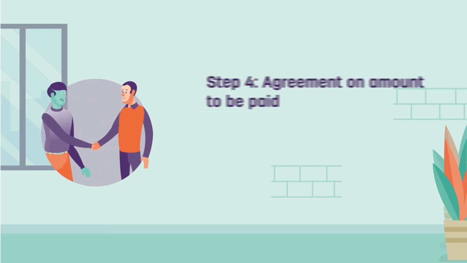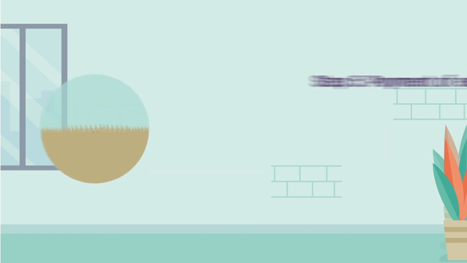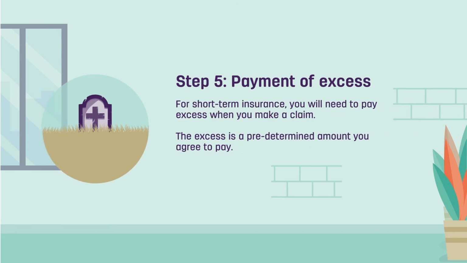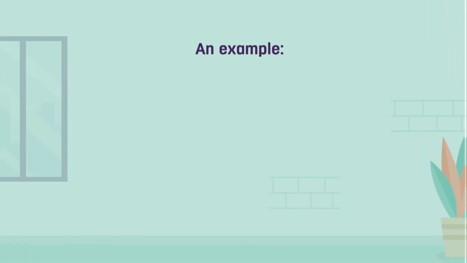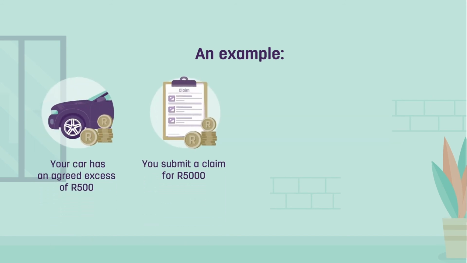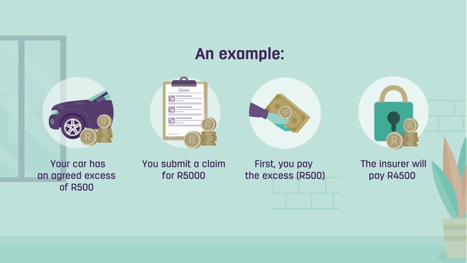The next step, step 4, is when your insurance company agrees on the amount they will pay out, as per your policy. When it comes to short-term insurance, there may be an excess that you need to pay. Remember, excess is the predetermined amount that you have agreed to pay. Let's have a look at an example. Where you submit a claim for 5,000 Rand on your car, if you have agreed on 500 Rand excess for the vehicle, you will have to pay 500 Rand first. The insurer will then pay the remaining 4,500. In some instances, there is no excess.